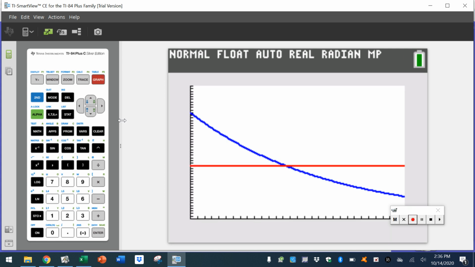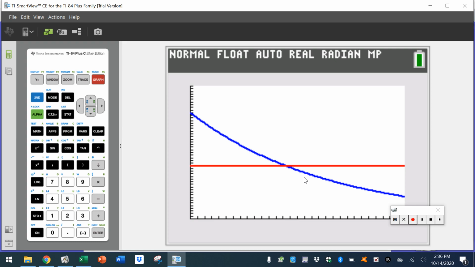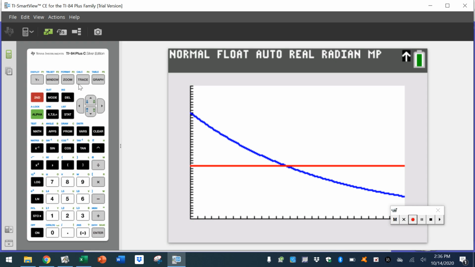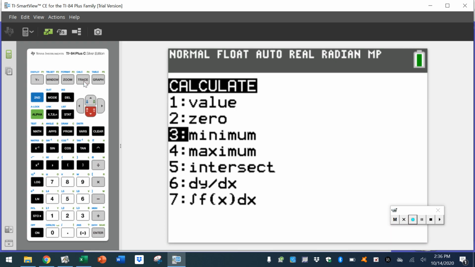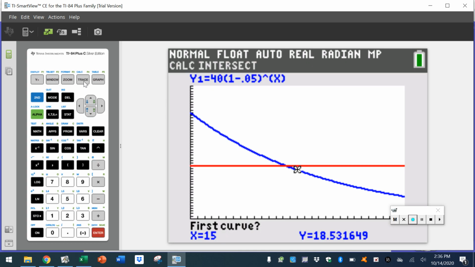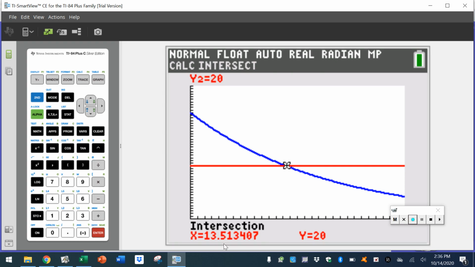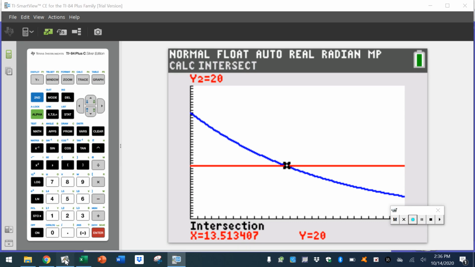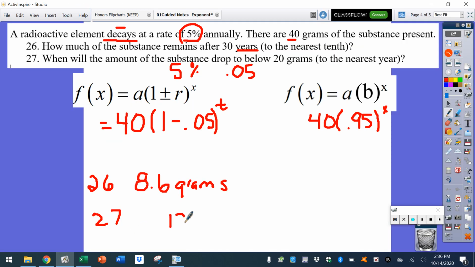Hit graph, and we're going to see the red line and the blue line intersect. So we're going to go second calc, intersect, hit enter, enter, enter. So what year is it? By the 13th year, roughly around halfway through the 13th year, we should reach 20 grams. So what year is it? The answer is the 13th year, year 13. Hope that helps.